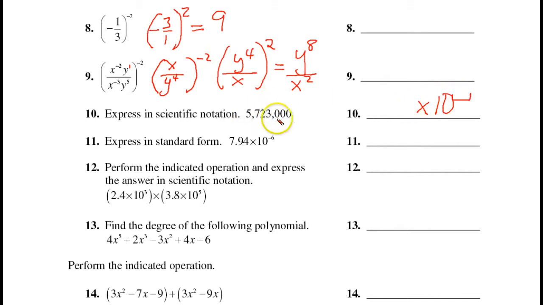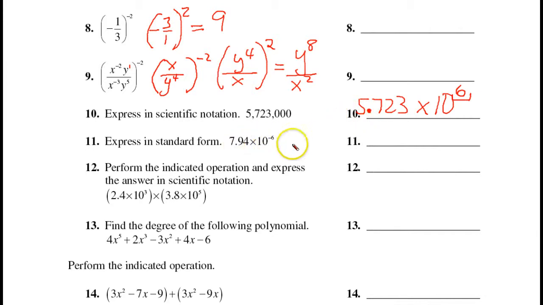And we're going to make this a number between 1 and 10. So there's 3, moving the decimal point 6. I move the decimal point 6 places, and I get 5.723. Scientific notation.